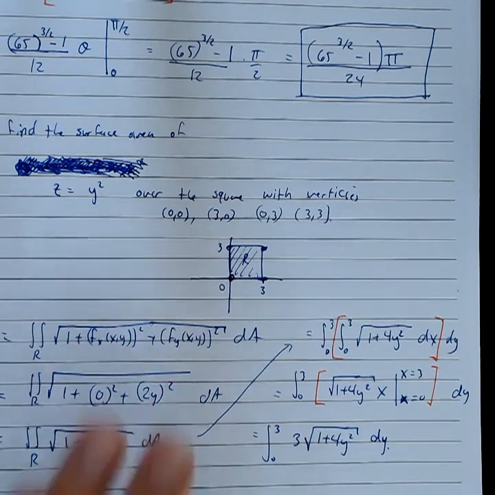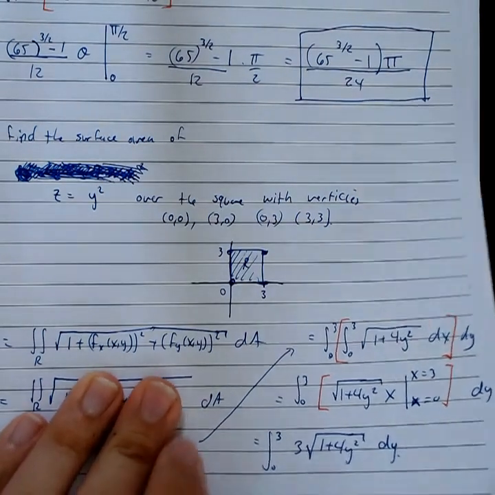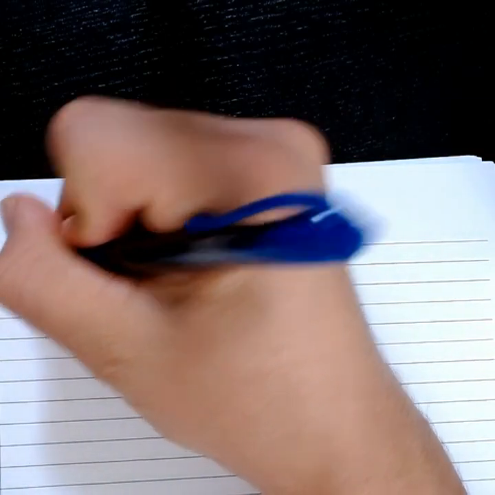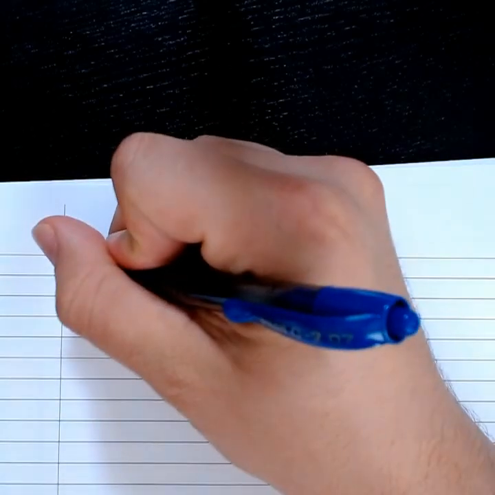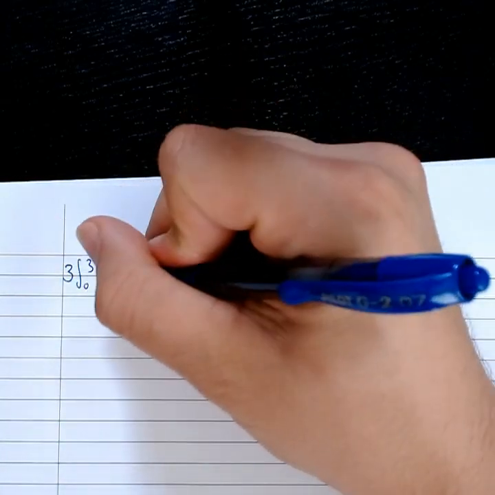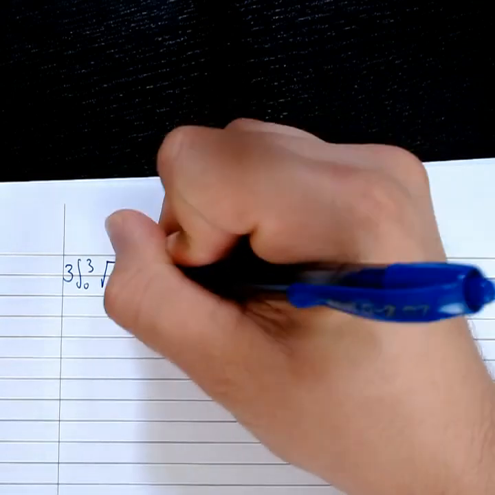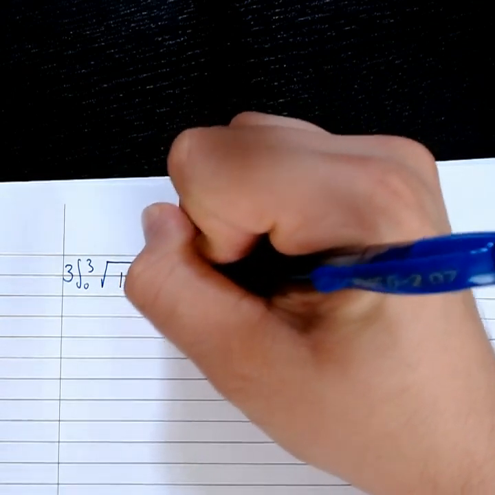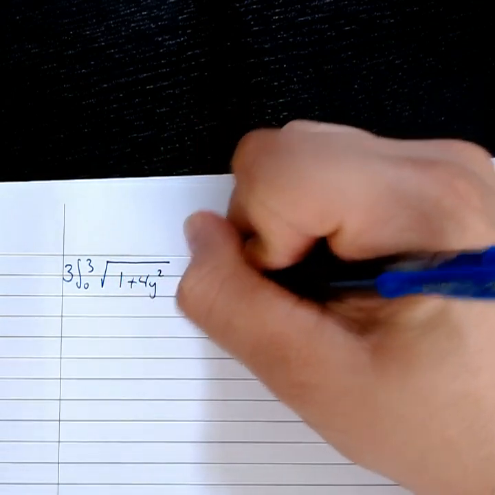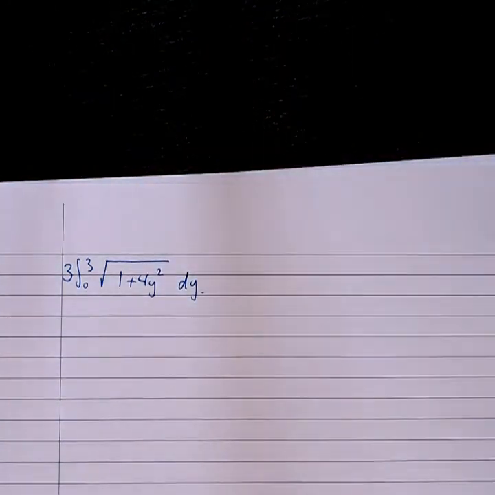So let's go ahead and go off to another page, and we will integrate the integral from 0 to 3 of, let me go pull the 3 to the outside since it is a constant, square root of 1 plus 4y squared dy, just like that.